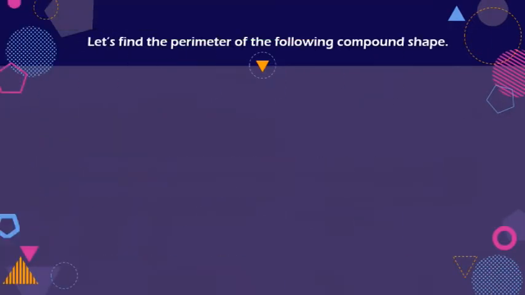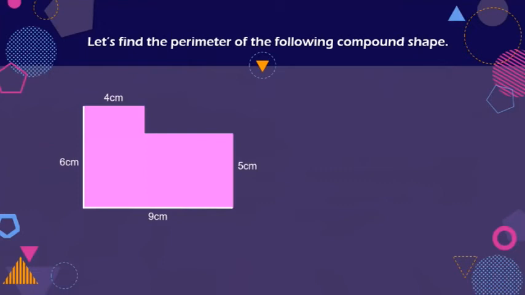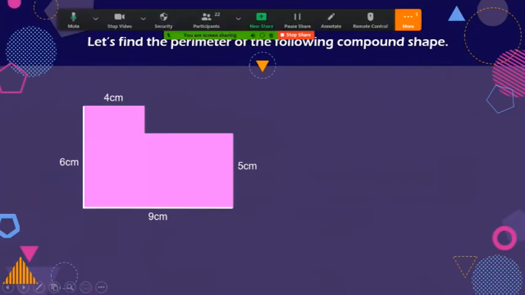Okay, let's have another example. Let's find the perimeter of the following compound shape. Like I've said, first you need to label all the sides so that you can find if there's any missing information from the given compound shape. So let's label all the sides. So we have A, B, C, D, E, and F.